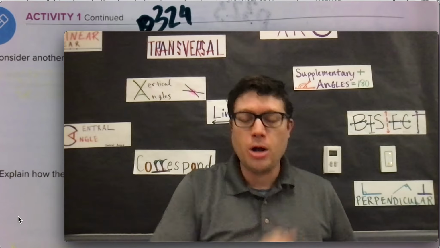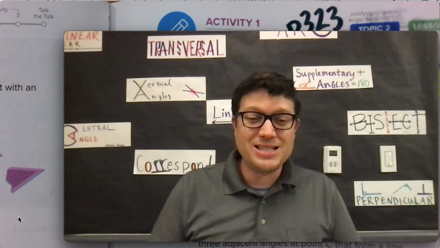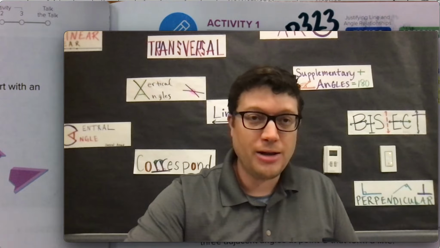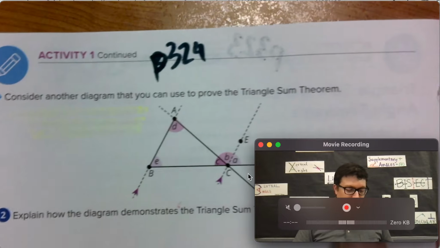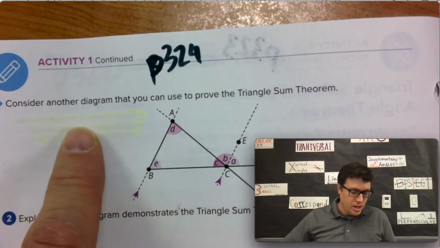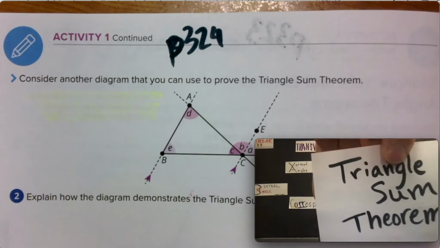Page 324, we are finishing out the activity, triangle sum and exterior angles. We are going to talk about exterior angles in this video. Let's get into it. Consider another diagram that you can use to prove the triangle sum theorem.